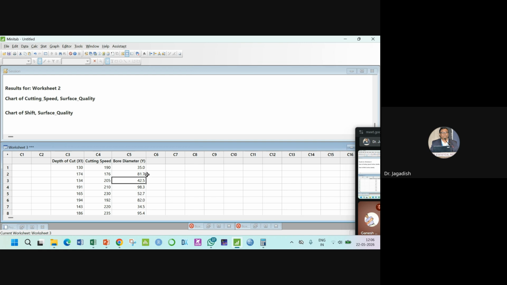Both are continuous: x1 is continuous, y is continuous, output continuous, input continuous. In such a case, the scatter plot is used for identifying the relationship. We have done that already, and we found depth of cut was the root cause, as we found in the previous example. Now directly I will go for correlation analysis.